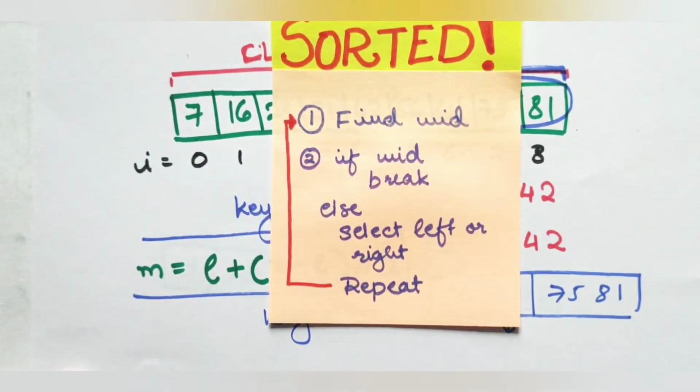Now you find the middle element. Next, if the key and the middle element match, then you break and return the element. Otherwise, you compare them and select either the left half or the right half of the array. Then you loop through it until the middle element and the key match, and that's it. Let's get started with coding.